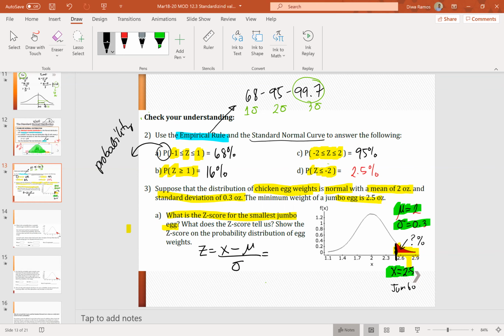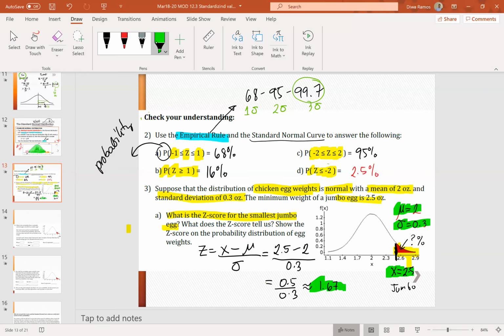Okay, so let's plug them all in here. So we have 2.5, take away the mean, divided by sigma, which is 0.3. So we have 0.5 over 0.3. If I'm not mistaken, this is approximately 1.67. Checking it with my calculator. Yeah, it's the same. So that's our z-score, 1.67. Any questions on how to calculate the z-score?